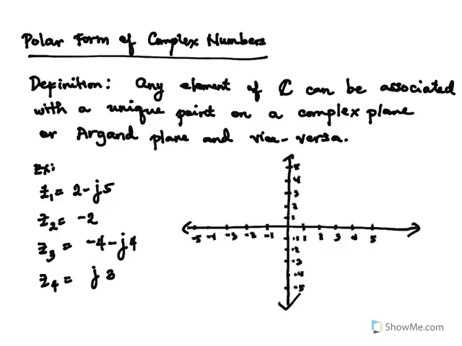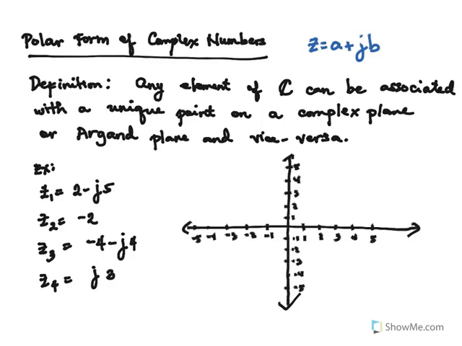In this video, we will discuss the polar form of complex numbers. Recall that the standard form of a complex number in a Cartesian or rectangular form is z equals a plus jb. Now, if z is a complex number, each complex number of this form can be represented in what you call a complex plane or an Argand plane.